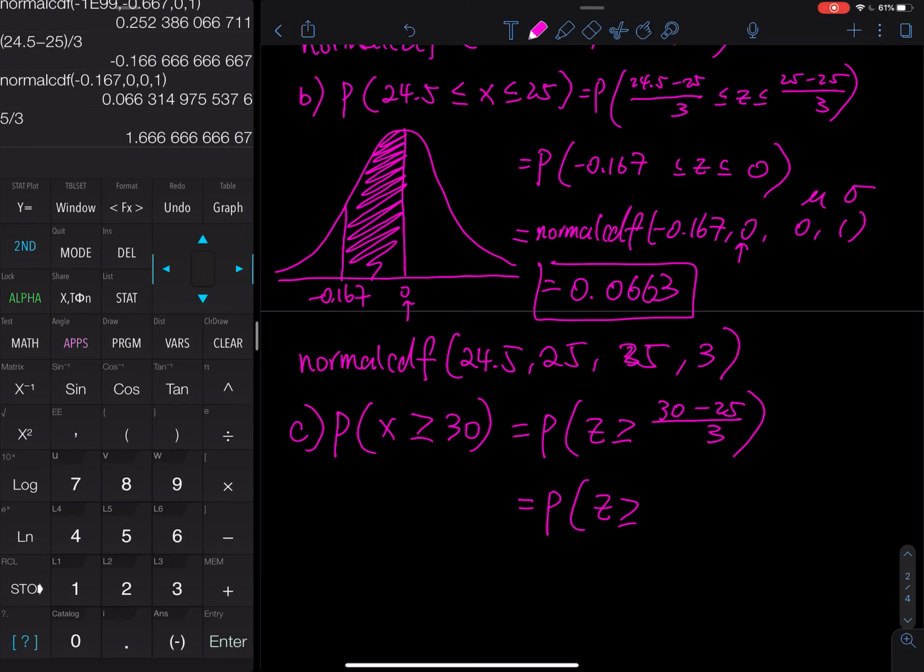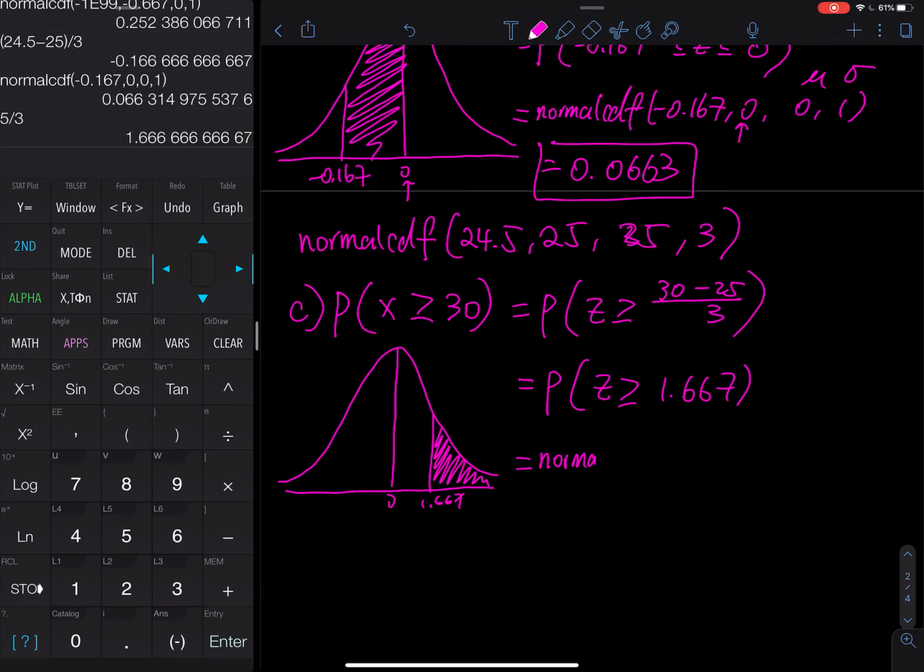And then this is the area that we are looking for. This is 0, 1.667, and then greater than. All right, so that is normal CDF from 1.667 to positive infinity. The mean is 0. The standard deviation is 1 because that is standard normal. Mu is equal to 0. Sigma is equal to 1.